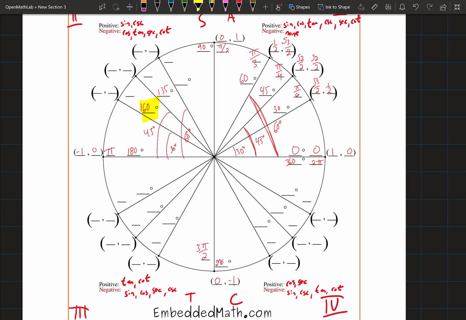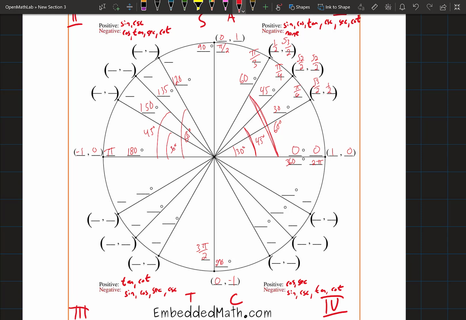Oops, excuse me. It should be 150 for this, sorry. 180 minus 30 is 150. And then the next one, we would take 180 minus 60 and get 120 degrees. So we can fill those spots in accordingly using those reference angles.